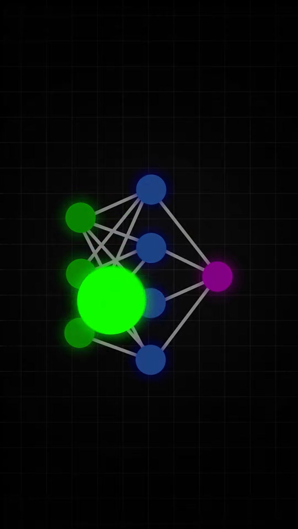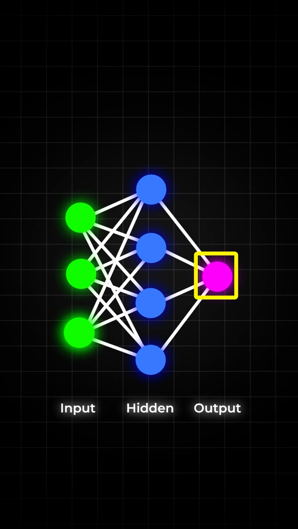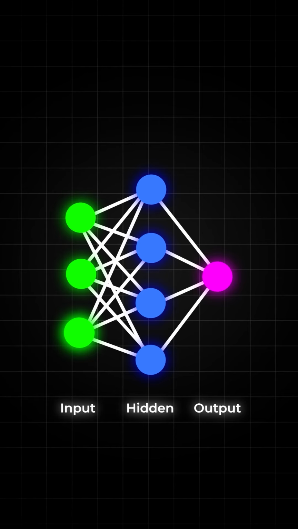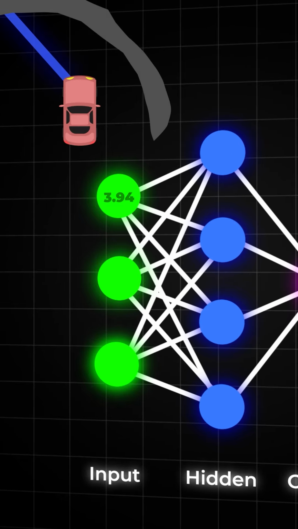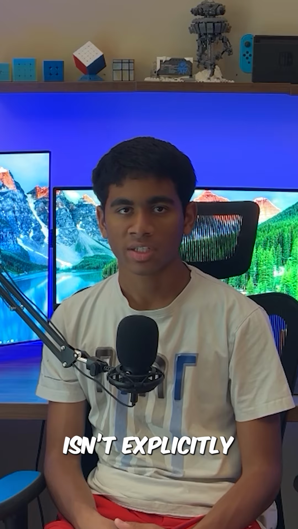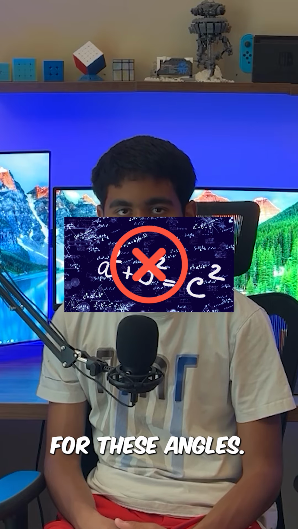The smallest unit is a perceptron, which holds a number. Perceptrons form the input, hidden, and output layers, with every perceptron in one layer connected to all the perceptrons in the next. Here, the input layer takes three values, distances to the nearest wall at different angles. The hidden layer processes them, and the output layer, a single perceptron, returns the angle the car should turn at. The interesting part is that the car isn't explicitly programmed with the math for these angles. Instead, it learns with an algorithm called gradient descent.